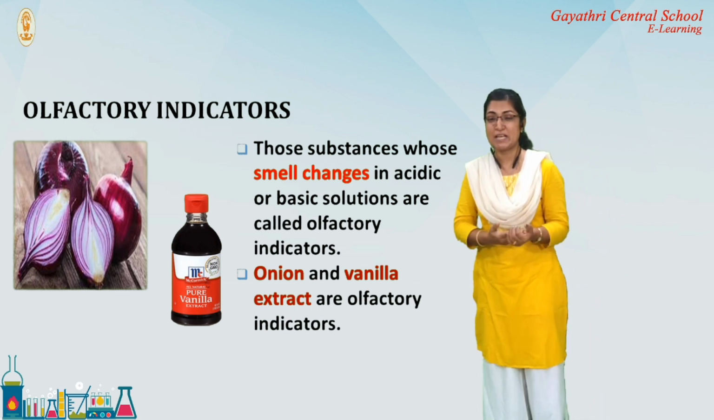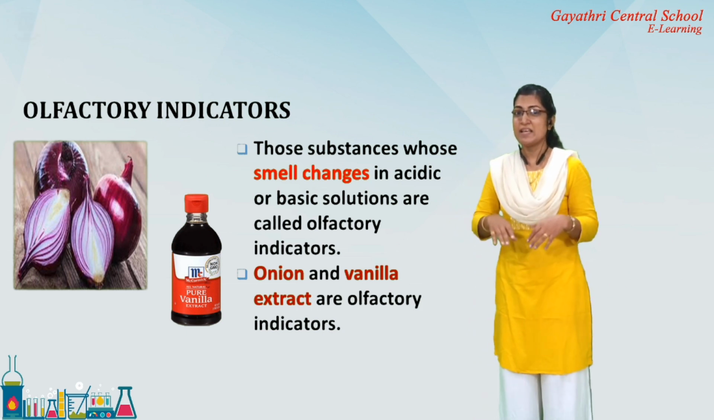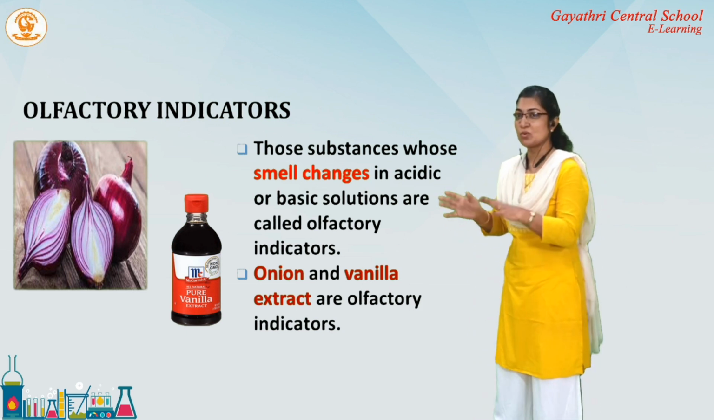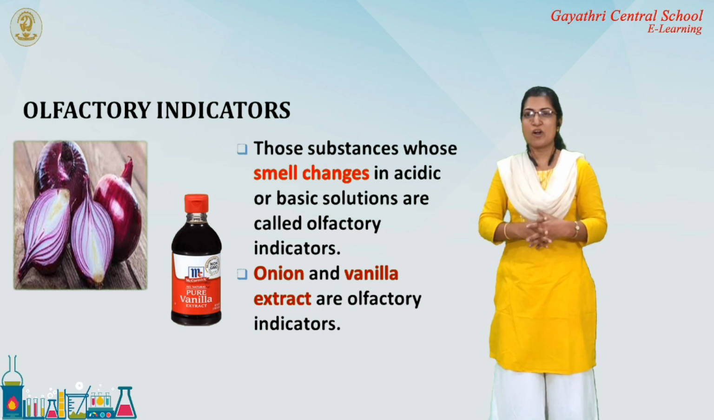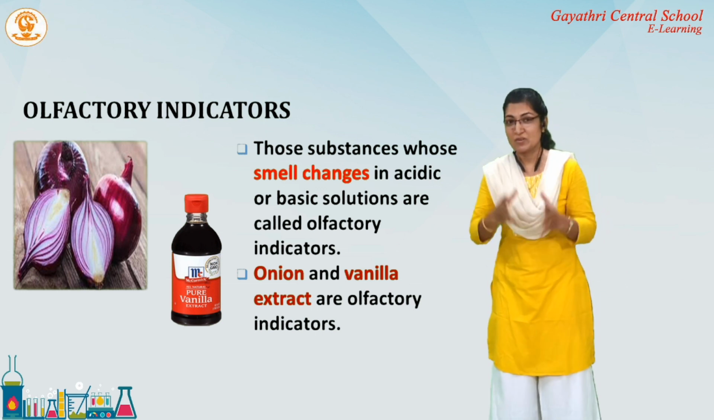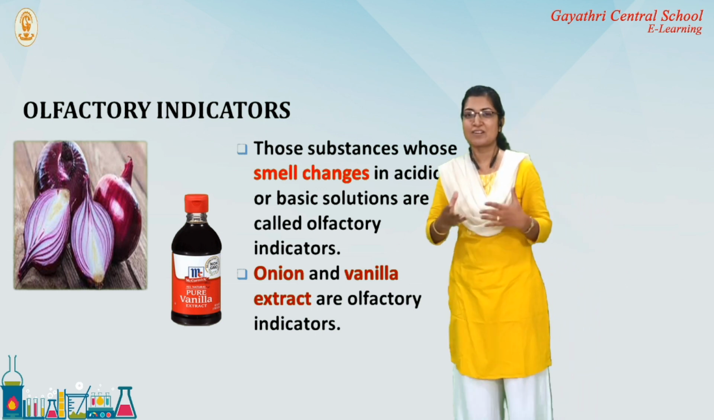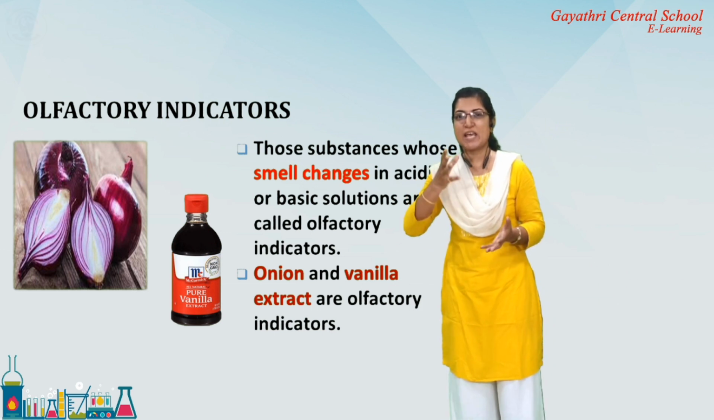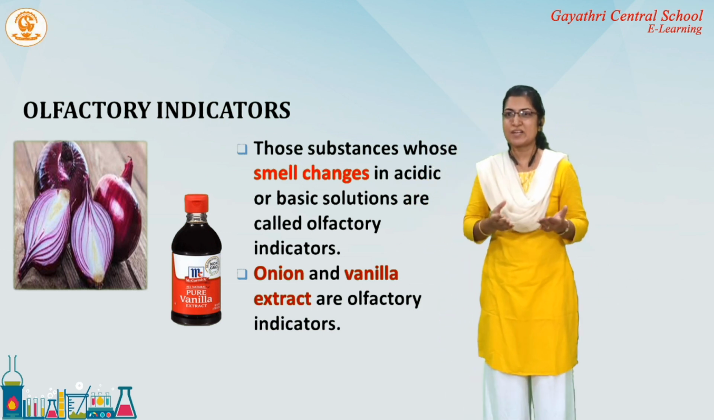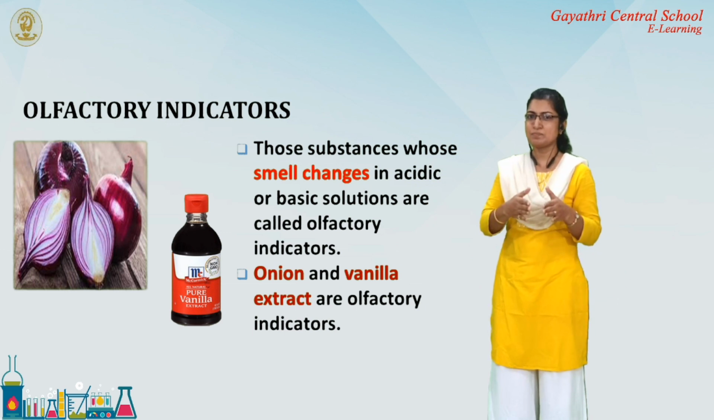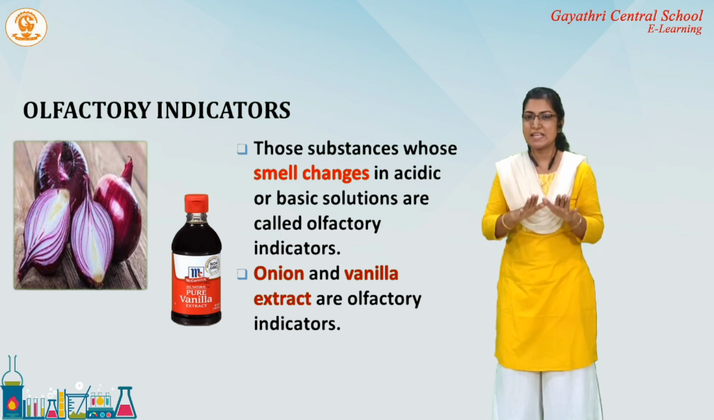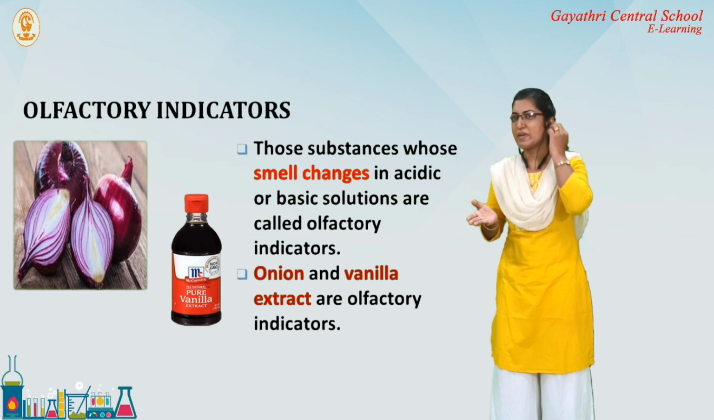In acidic medium, it will retain its smell. In basic medium, it will lose its smell. So for examples of olfactory indicators, we have onion, vanilla, clove. All these extracts can be used as the olfactory indicator. In acidic medium, it will retain its smell, and in basic medium it will lose its smell.